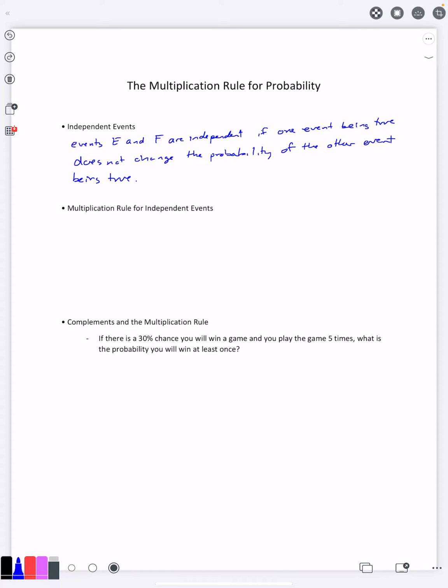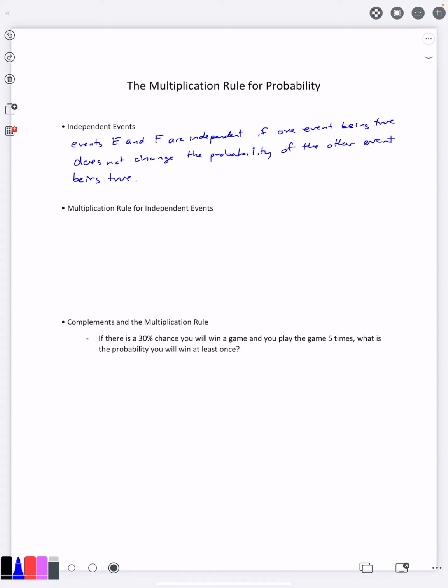I could say event E is, I'm going to roll a dice here, and E is I get a 1, and then I'm going to flip a coin, and F is I'm going to get a heads. Well, the fact that I got a 1 on my dice roll is not going to affect whether I get a heads on the coin flip. They're completely separate. They don't affect each other here.